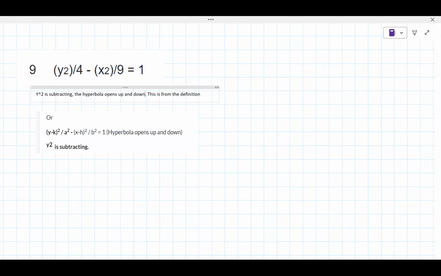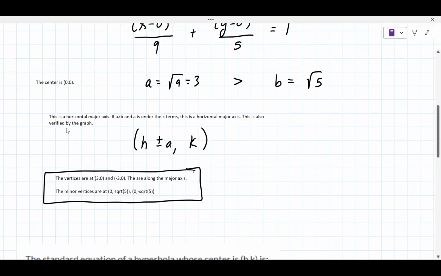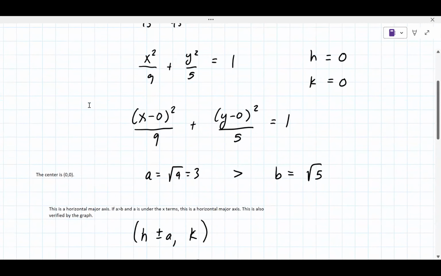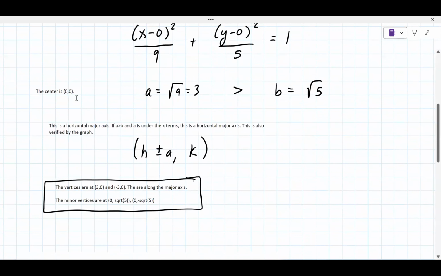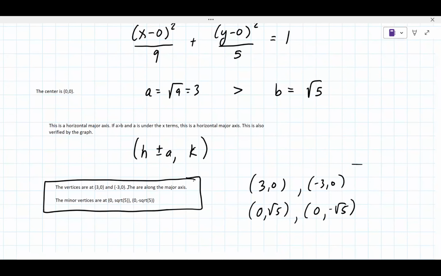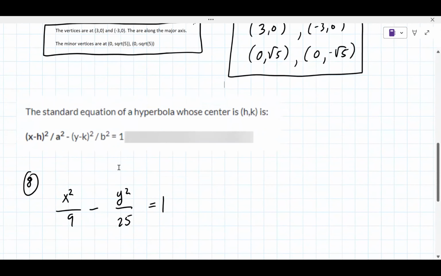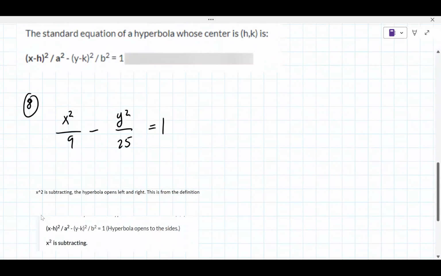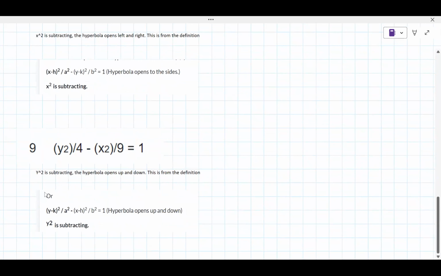Right. So the main thing, just double check here, now that I'm getting the full picture, is you've got to show all the vertices for number 3, 4 of them: 3, 0; minus 3, 0; 0, square root 5; 0, minus square root of 5. Sometimes you got to box them in and make it really clear. For the other ones, you have to have x squared is subtracting, y squared is subtracting.